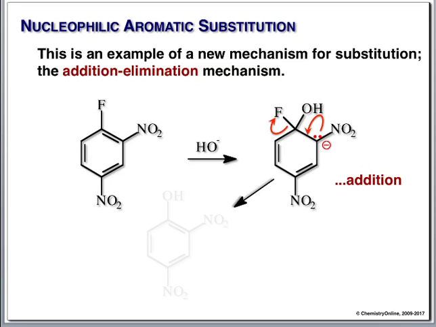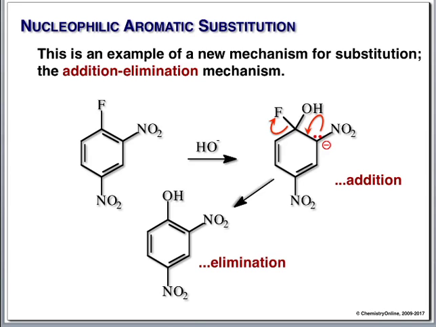Nucleophilic aromatic substitution only happens on rings that are really electron deficient, and you need a good, strong nucleophile to do this. Hydroxide is a good, strong base and a good nucleophile. You add to the ring, addition, and then elimination.